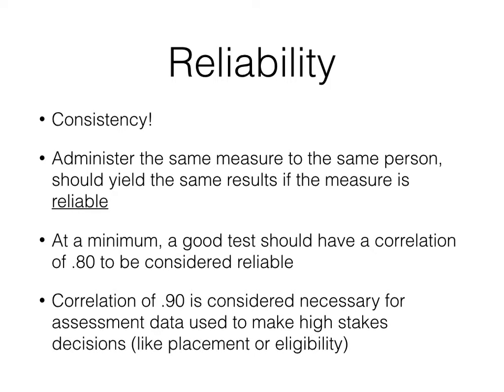So at a minimum, for a test to be considered reliable, we want to look at a correlation coefficient of at least 0.8. Again, as I mentioned earlier, the closer we get to that perfect score of 1, the better. So a correlation coefficient of 0.90 is usually considered necessary for assessment data to be used in high stakes decision making, like determining if a child is eligible for special education, determining a child's placement in a specialized educational program.